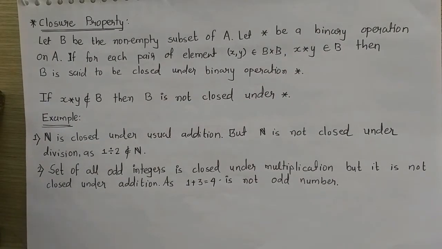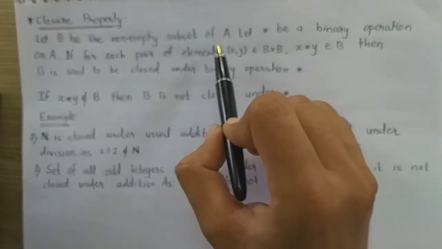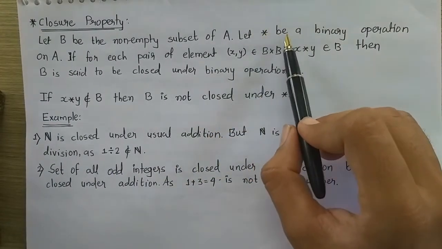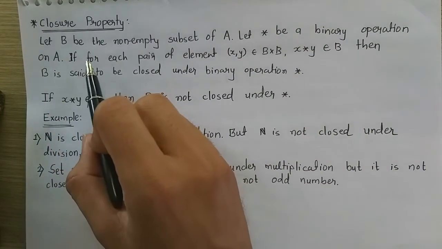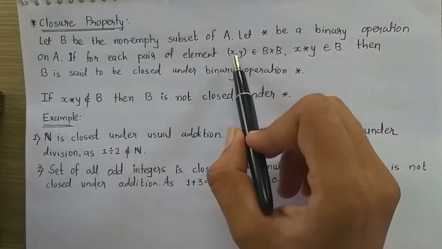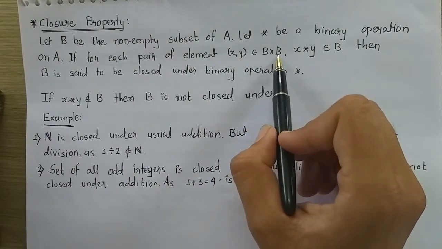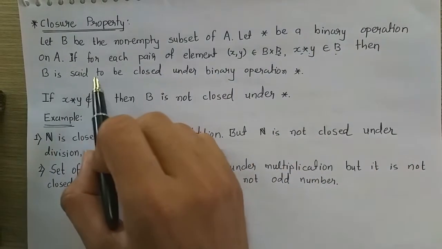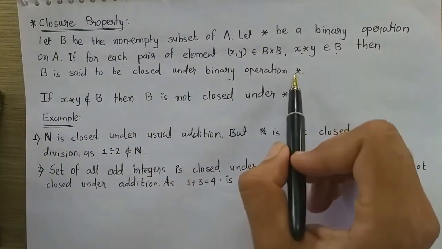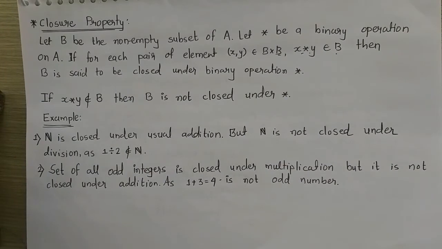Now second is the definition of closure property. Let B be a non-empty subset of A. Let star be a binary operation defined on A. If for each pair of elements x, y belonging to B cross B, x star y belongs to B, then B is said to be closed under binary operation star. If x star y does not belong to B, then B is not closed under binary operation star.